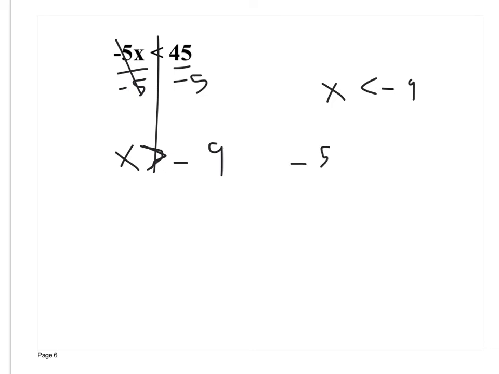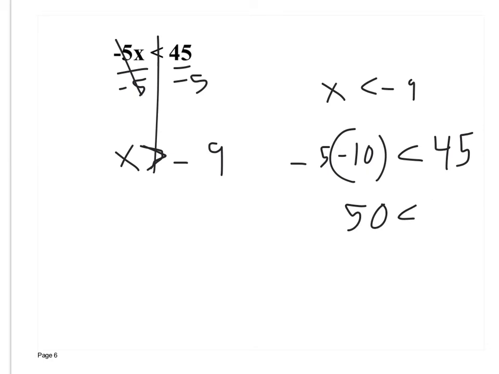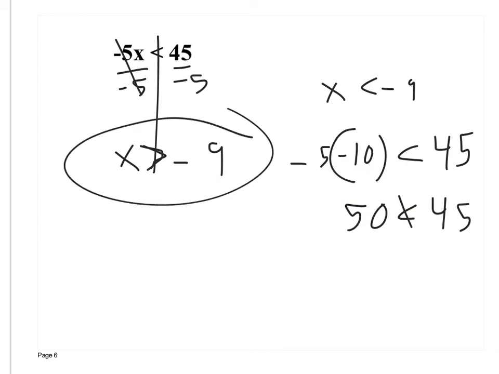Negative 5 times negative 10 should be less than 45. Let's see if it is. Negative 5 times negative 10 is 50. Is 50 less than 45? No. So if Ben had checked his answer and seen this, he would have known that ain't right. I did something wrong. And then looked, oh yeah, I never flipped my sign. And he would have flipped his sign and got it right. Okay? Make sure you pay attention to that. If you divide by a negative number, or if you times by a negative number, you flip your sign.